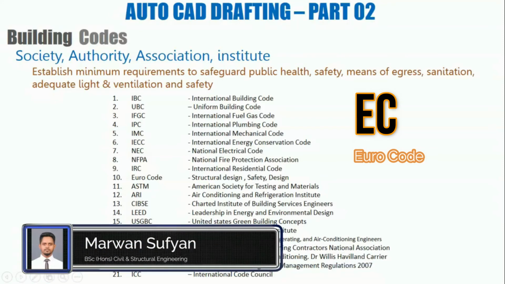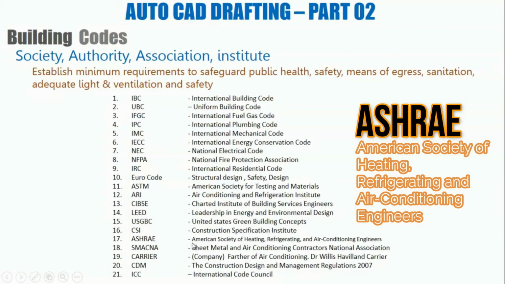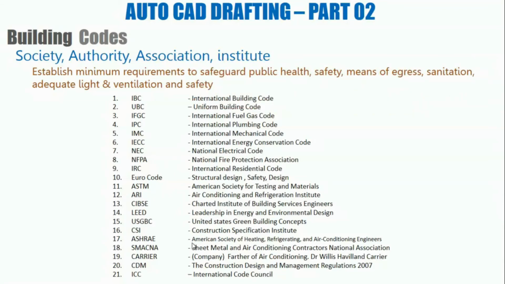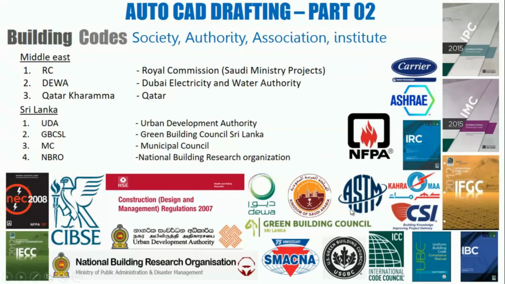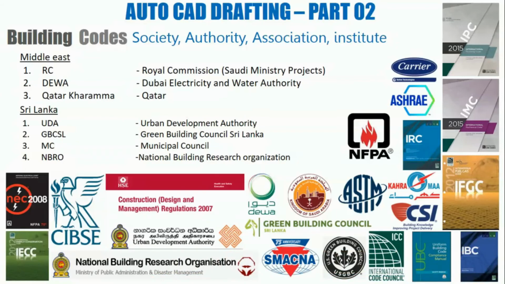And then here I can find ASHRAE, that is the American Society of Heating, Refrigerating and Air Conditioning Engineers. If you want to design an air conditioning system for a building, then you have to follow the code of ASHRAE. So here we have some more building codes from the Middle East and Sri Lanka. First, we have RC, Royal Commission, Saudi Ministry Projects. And then we have DEWA, Dubai Electricity and Water Authority. And Kahramaa for Qatar.